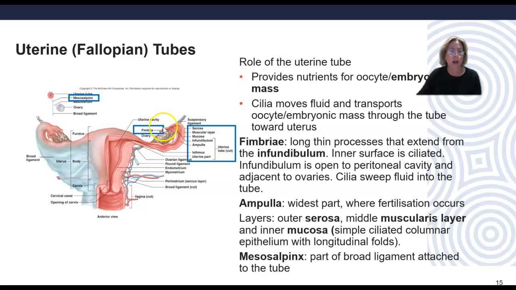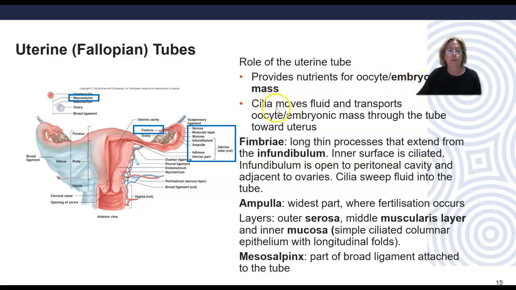They're also known as the uterine tubes or the oviducts. And the role of these uterine tubes is to provide nutrients for the oocyte or for the embryonic mass. So what you're going to learn here is that at the widest part of the fallopian tube, or the uterine tube, is where fertilization occurs, and that generates this embryonic mass. If fertilization doesn't occur, then it will be present as the secondary oocyte. So the role of the uterine tubes is to provide nutrients for either of those.